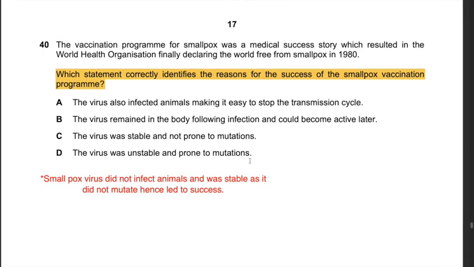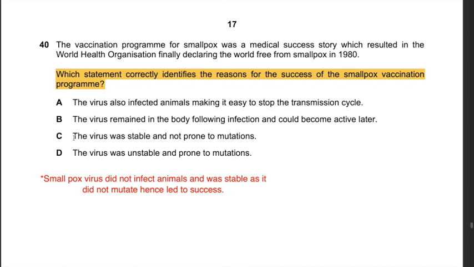Question 40. The vaccination program for smallpox was a medical success story which resulted in the World Health Organization finally declaring a world free from smallpox in 1980. Which statement correctly identifies the reasons for the success of the smallpox vaccination program? The success was mainly due to the smallpox virus not infecting animals, and also because the smallpox virus was stable and it did not require any booster vaccinations. Therefore, the answer is C. The virus was stable and not prone to mutations.